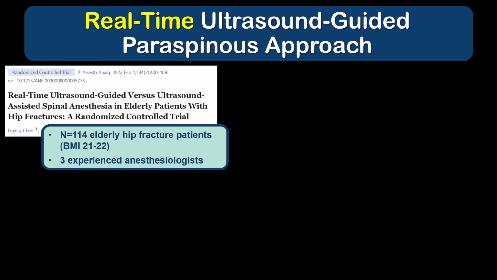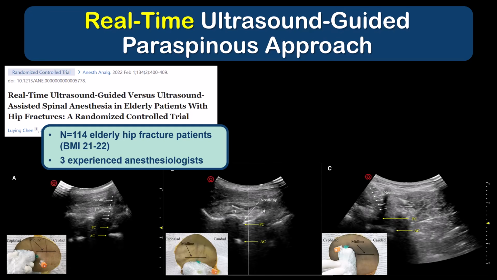Another important paper is this one by a Chinese group which conducted an RCT that compared real-time ultrasound-guided spinal anesthesia with a pre-procedural ultrasound-assisted approach in elderly patients undergoing hip fracture surgery. All procedures were done by one of 3 experienced anesthesiologists. Now, this group has done quite a lot of work with ultrasound-guided neuraxial blocks, and one of the interesting things about this paper is that they describe and use 3 different approaches to their real-time ultrasound-guided spinal anesthetics.